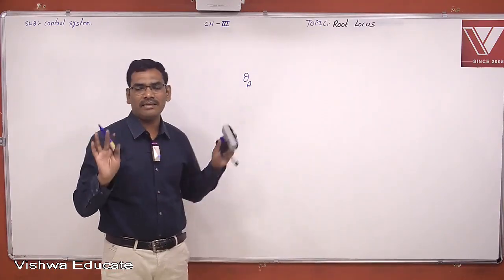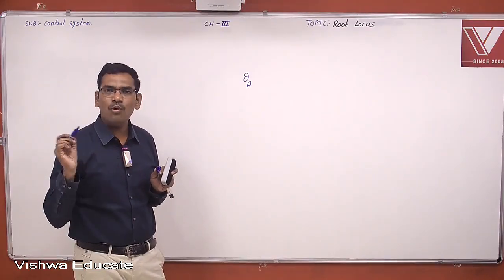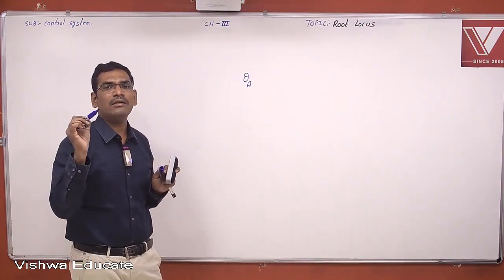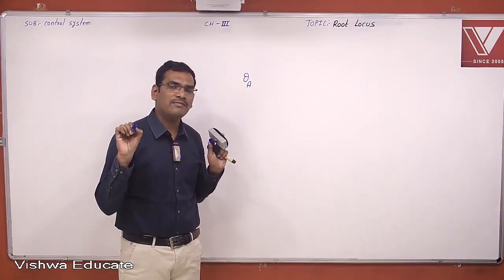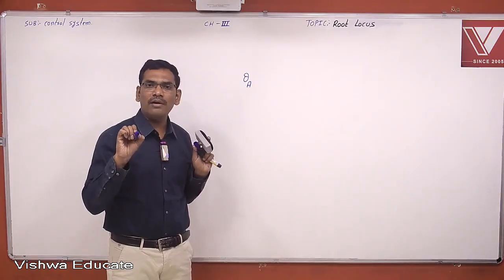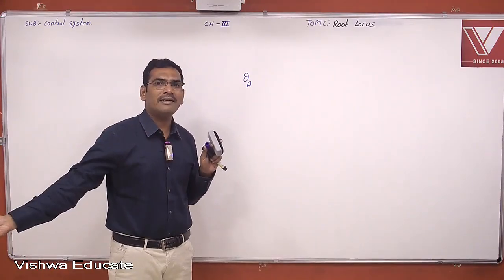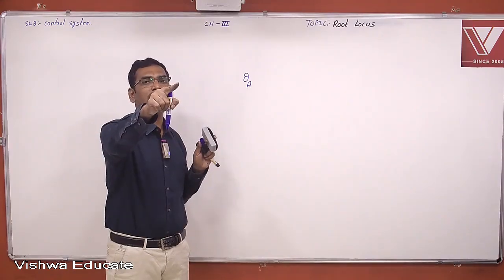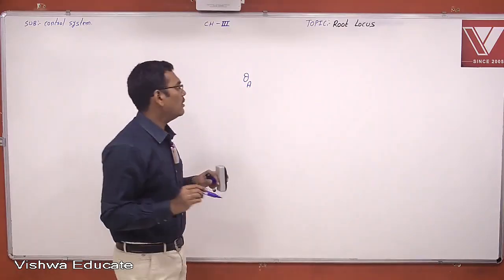In easy language, if the angle of asymptote is 30 degrees, it means if you go in the 30 degrees direction, definitely you will meet 0. Understand? If the angle of asymptote is 45 degrees, if you go in the 45 degrees direction, you will meet 0, because you already started at a pole and you will go and meet 0. Then the root locus diagram is called a complete root locus branch, right?